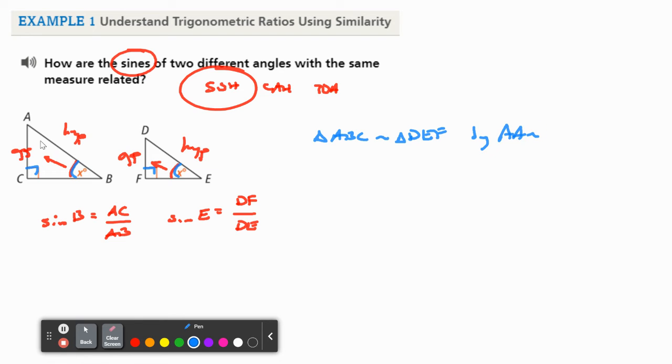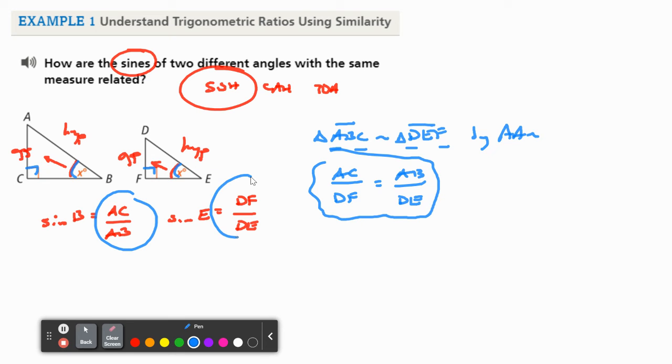So AB is my hypotenuse. AC is my opposite side. So I know that AC over, proportional with DF corresponding, equals, and I come back here, AB is my hypotenuse, and the hypotenuse in the other triangle is DE. So here is my proportion. Now notice, how does this compare to this? Well, it's kind of similar, except AC is on top, but AB should be down here.